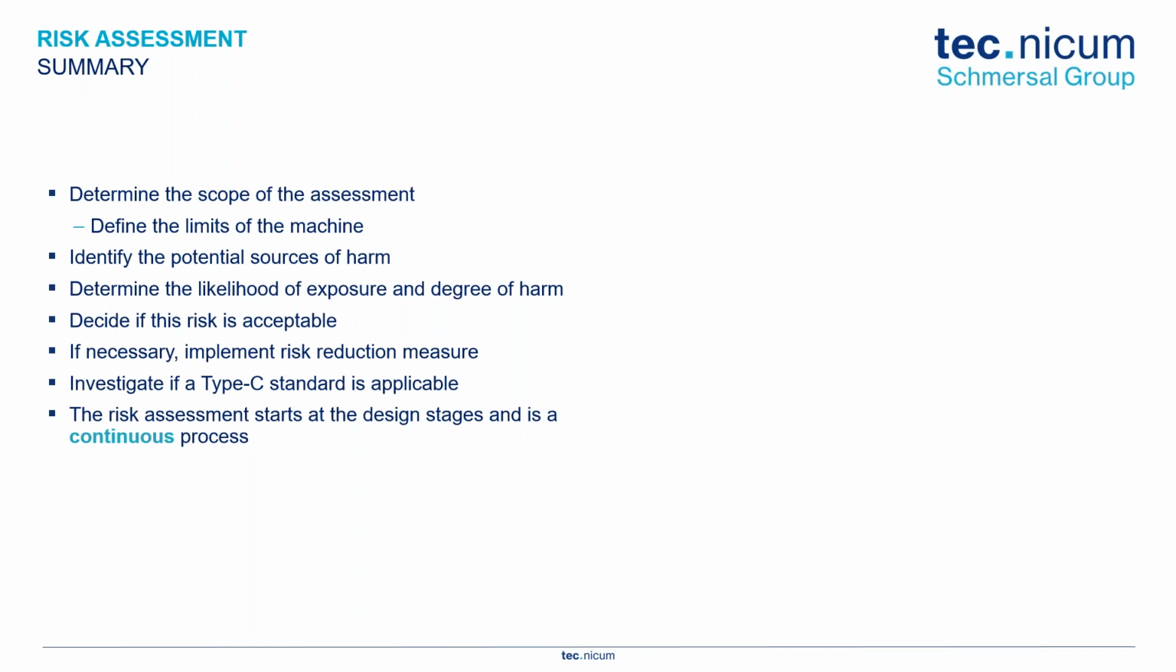And also the note here is to make sure to look for a type C standard, because it's going to give you that basic guidance on what to look for, especially if you don't know where to start. Right? So a type C standard is great. Again, it's for a specific machine, so not every machine would have a type C standard. The last note that we have here is that the risk assessment is a continuous process.